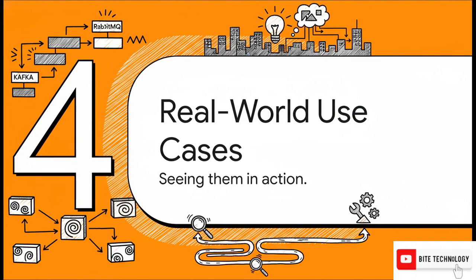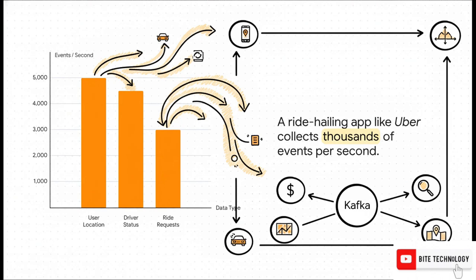Theory is great and all, but let's see how these differences actually play out in the real world. Looking at some actual use cases is really the best way to get a feel for when you'd use which one. So, picture a ride-hailing app like Uber or Lyft. You've literally got thousands of events per second just flooding in. Driver GPS locations, user ride requests, status updates. It's a ton of data. Kafka is perfect here. It can just drink all that data from the fire hose without breaking a sweat. Then, multiple different services can tap into that stream to do their own thing, like calculating surge pricing, detecting fraud, or updating that live map you see on your phone.